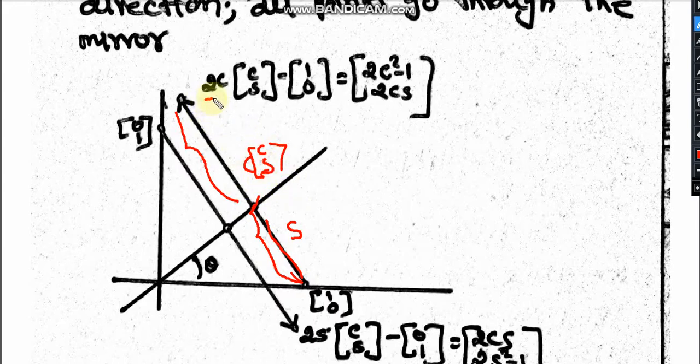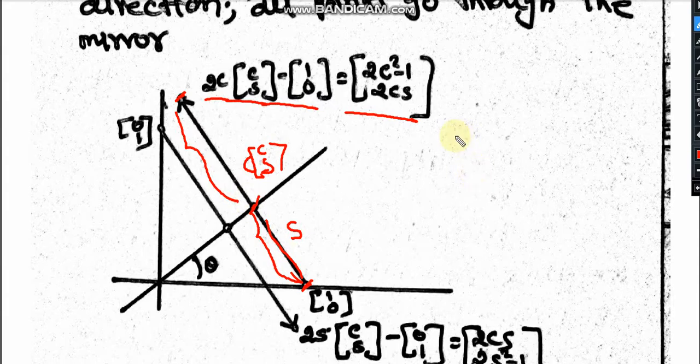So I have taken 2 times (c², cs), and the length of the vector remains the same. You can say that it is minus (1, 0). You can expand this to (2c² minus 1, 2cs). So its original length is that of (1, 0), and that length has to be maintained, and the projection is twice.